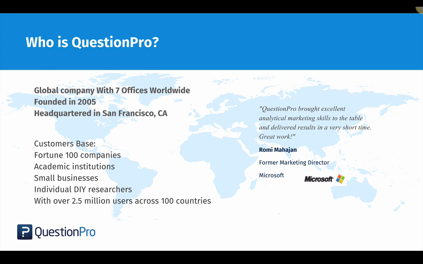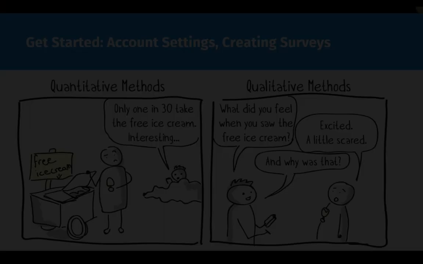Who is QuestionPro exactly? This company started back in 2005, and we're a global company with over 7 offices worldwide and are headquartered in San Francisco, California. Our customer base is pretty much any type of company you can think of or ever heard of, including Fortune 100 companies, academic institutions, small businesses, individual DIY researchers, and we have well over 2.5 million users across 100 countries.